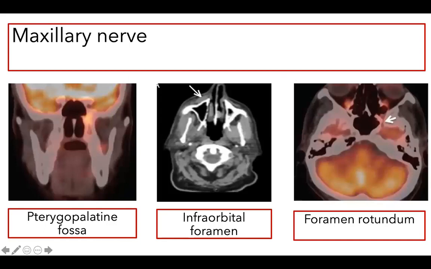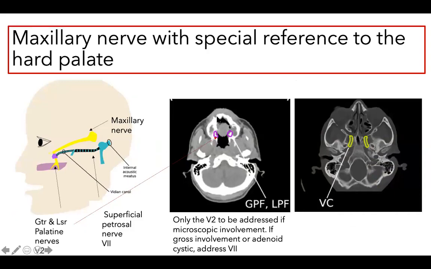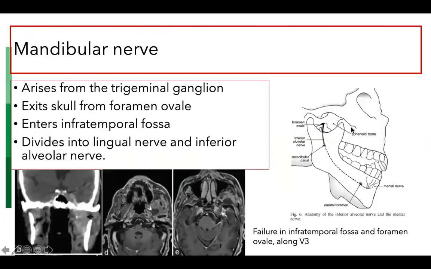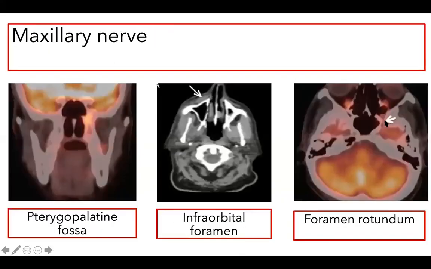So this is the maxillary nerve, and this is how its involvement shows up. This is a lesion in the pterygopalatine fossa. This is a lesion in the infraorbital nerve. And this is a widening of the foramen rotundum. We don't see it on this side, but we see it on the other side. So this is the foramen rotundum, and a widening of the foramen rotundum indicates disease.